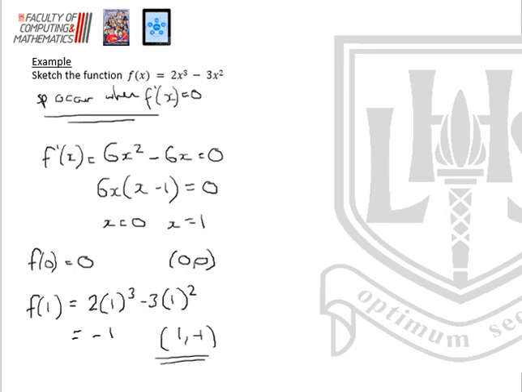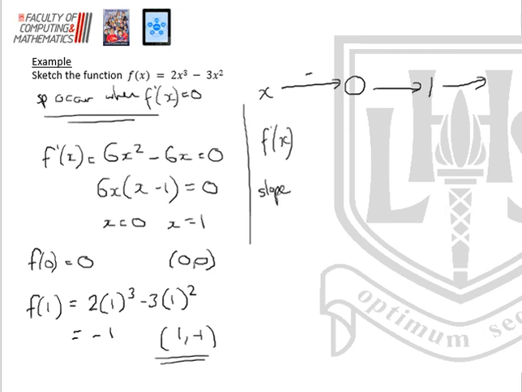Okay, and now we need to find their natures, and this is going to be very useful here because it's going to show us the shape of the graph. So for our natures, we want to know what's happening as you come up to 0, as you come up to 1, and as you leave 1. Okay, so those are my x values. We want to know what's happening with the slope, the gradient, so we're going to check the differential.